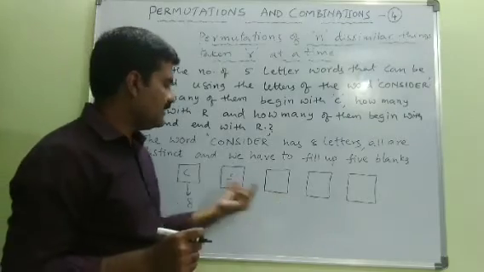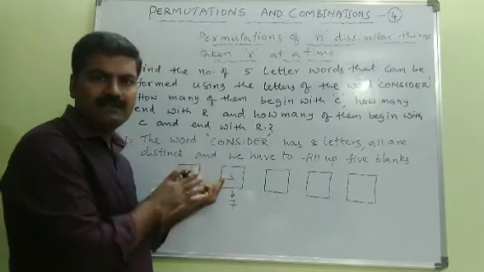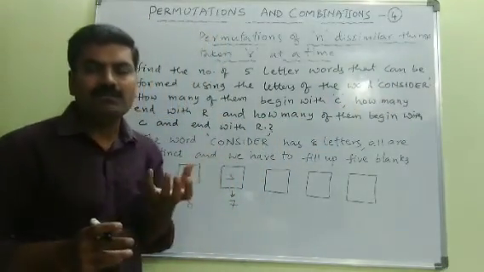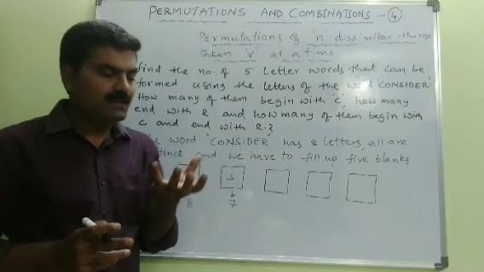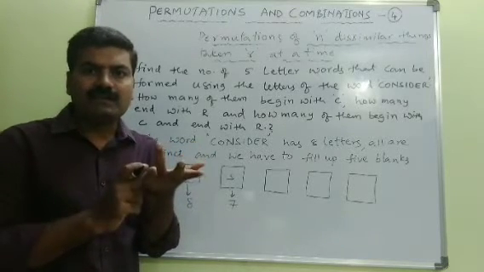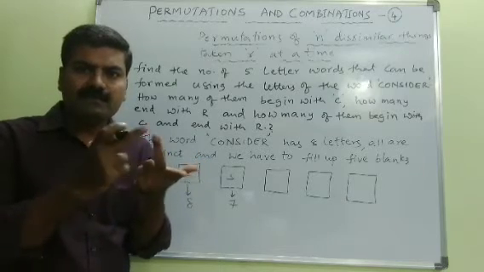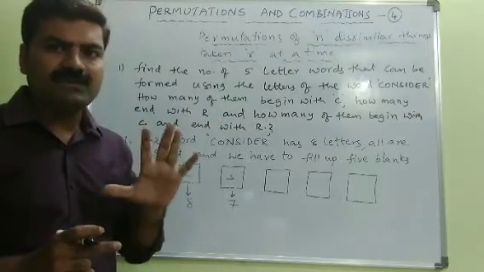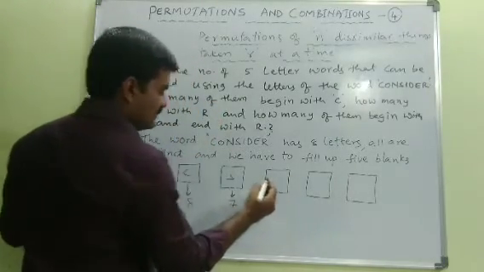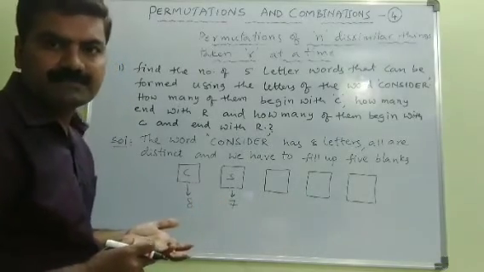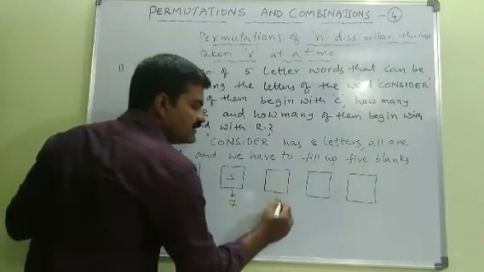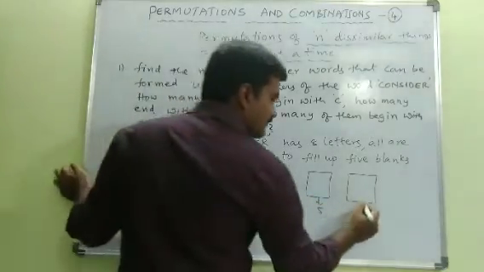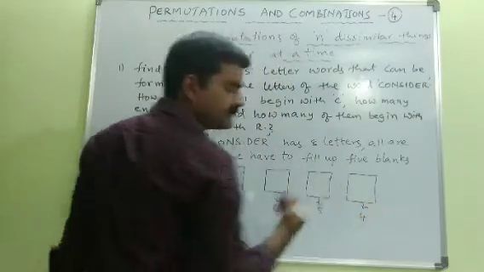Now, coming to here, already 2 letters are placed. Out of the 8 letters, 2 are already finished, so we have only 6 letters in our hand. Hence, the third box can be filled in 6 ways, the next in 5 ways, and finally the last in 4 ways.